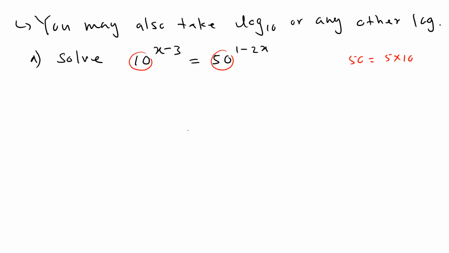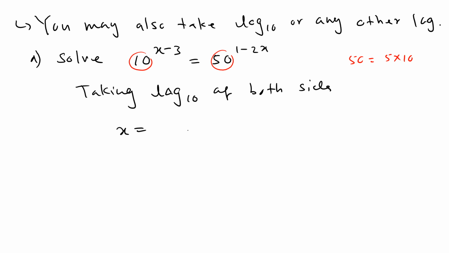I'm going to give you the answer. Taking log 10 of both sides, see whether you end up getting this as the answer: x should be 4 divided by 3 plus 2 log 5. Log means log 10. Okay, so that's that.